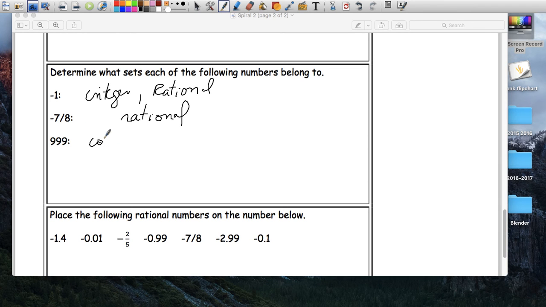999, it's a counting, or you want to call it natural, that's okay. It's also a whole number. It's also an integer. And it's also a rational number, because if you put it over 1, it becomes a fraction. And if you put a dot here with a 0, 0, it becomes a decimal, so it makes it a rational number. I think it's the last one.